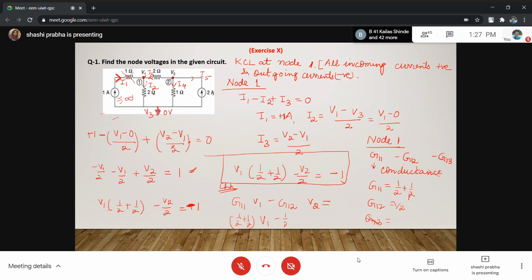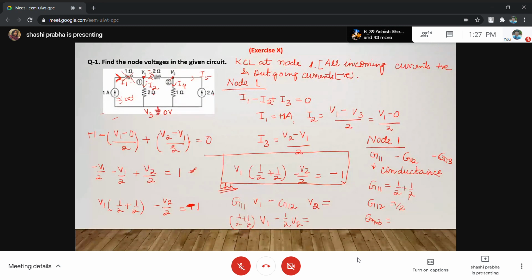G12 1 upon 2 V2 is equal to current due to known sources. What are known sources? Current due to known sources. Did we make a mistake somewhere? Incoming current is positive. Outgoing current is I2. This is V1 minus. I'll check it once again.